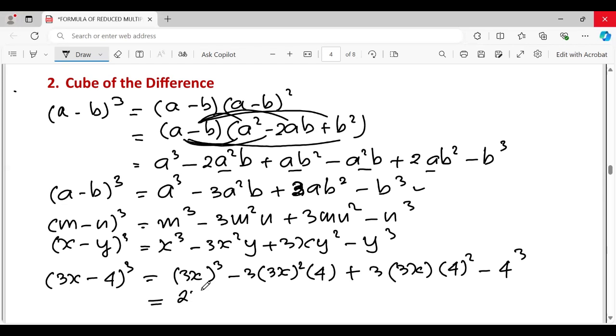And it becomes 27x cubed minus 3 multiply 9 multiply 4, it is 108x squared, plus 3 multiply 3 multiply 16, it is 144x, minus 64.